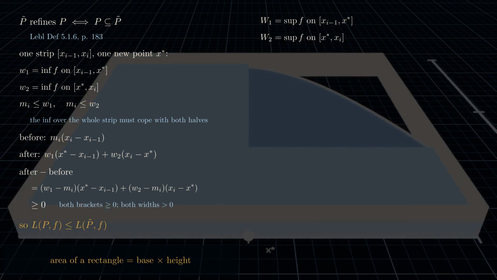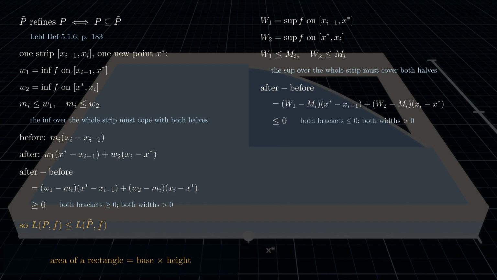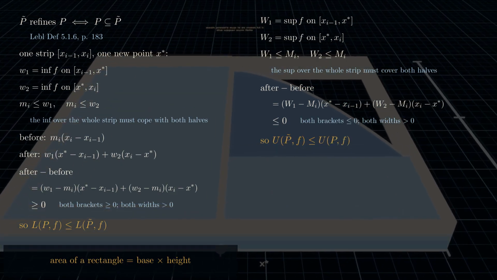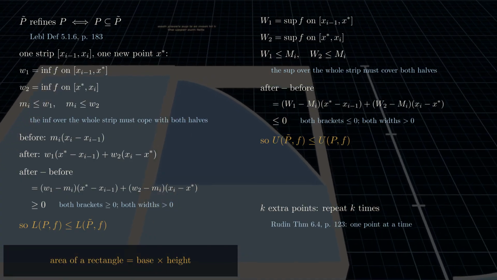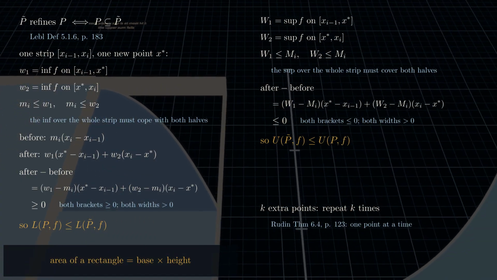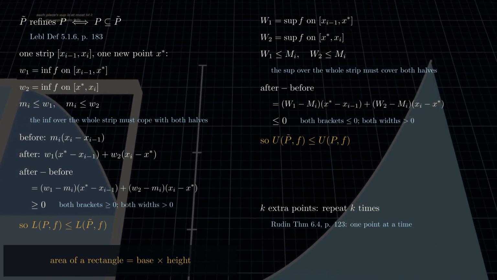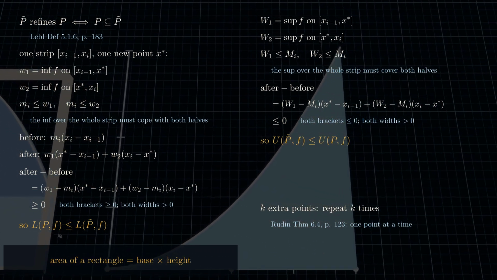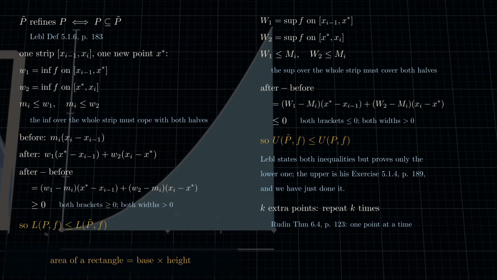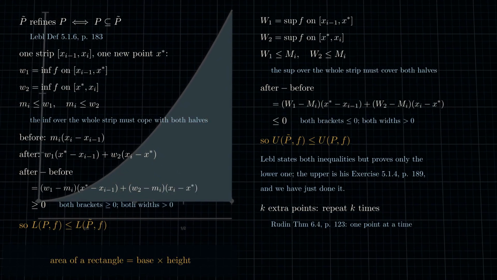The tall side mirrors it. The supremum over the whole strip must sit above every value, including the high one in the far half, so each piece's supremum is at most mi, and the same subtraction comes out at most 0. The upper sum went down, or stayed put. One point at a time, add as many as you like. Our Rudin runs it exactly this way. Our Lebl does it in one stroke, leaving the tall half to the reader, the half we just did.